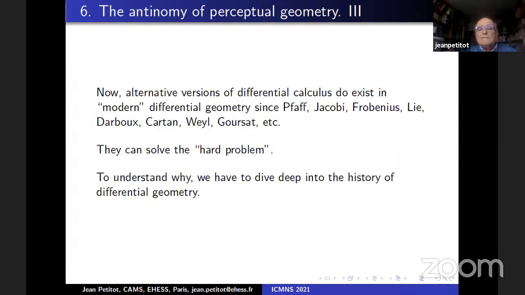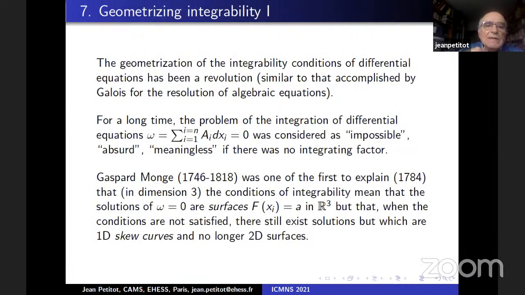Now, alternative versions of differential calculus do exist in modern differential geometry, since Pfaff. It is a very important and very old tradition: Jacobi, Frobenius, Lie, Darboux, Cartan, Weil, Goursat, etc. And it is these alternative versions of differential calculus which perhaps can solve the hard problem. And to understand why, we have to dive deep into the history of differential geometry. And for some slides, I will speak on the history of differential geometry.